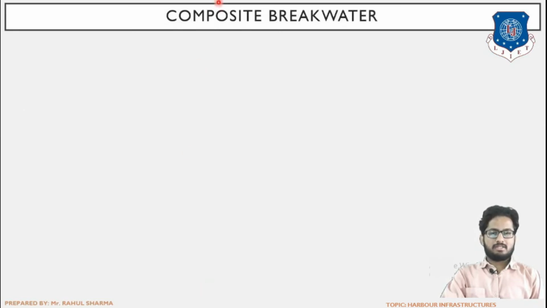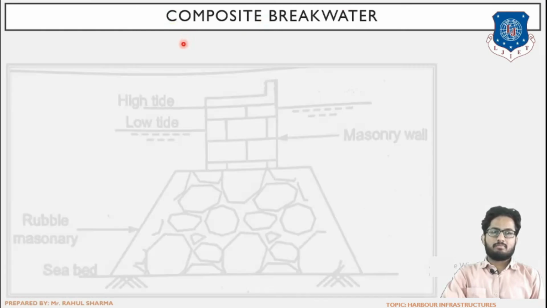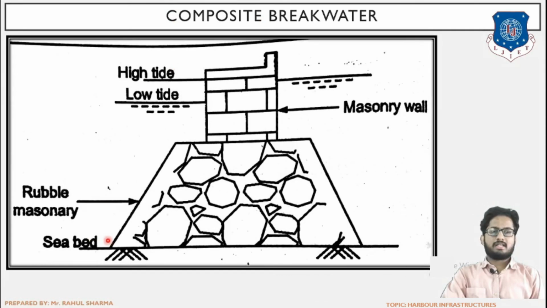Third type is the composite breakwater. Now, as the word composite is used, it will be a combination of properties of both the previous types of breakwater. This is the sketch for composite type breakwater. Seabed, that is ultimately where the load will be transferred.